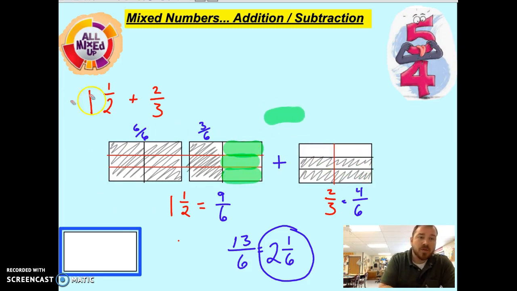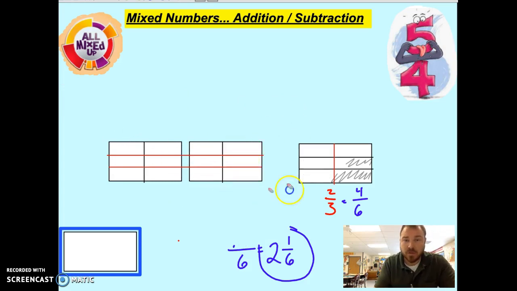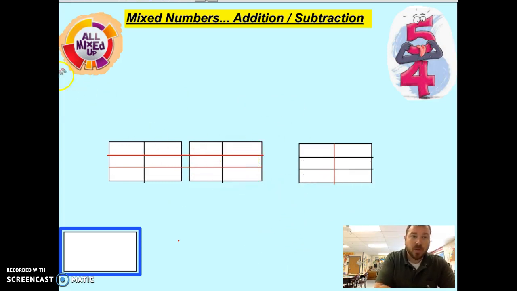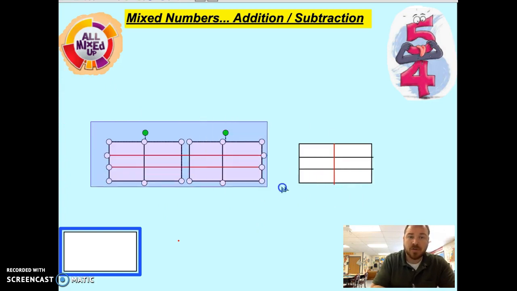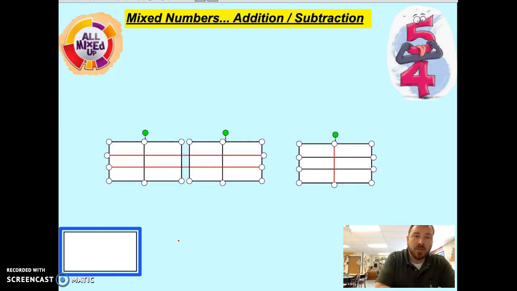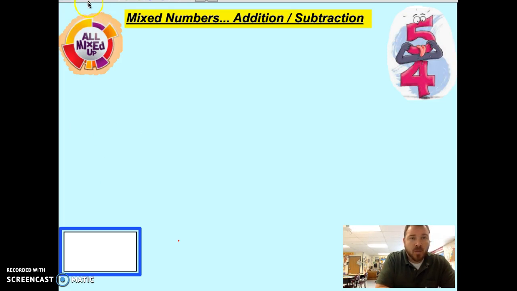Okay? So addition with mixed numbers is pretty straightforward. Not a lot different. Just don't forget about the whole numbers that we have on the left-hand side. We've been looking at just using common denominators to avoid doing all of the work with the visual model.